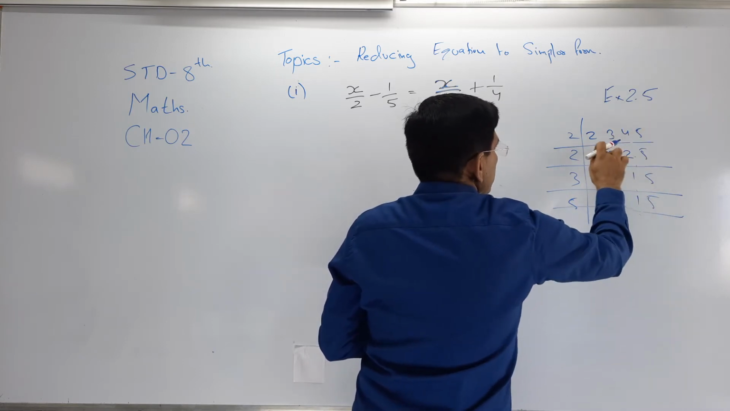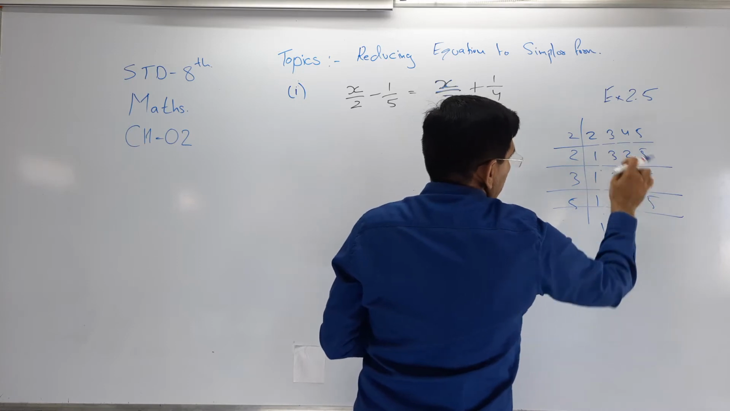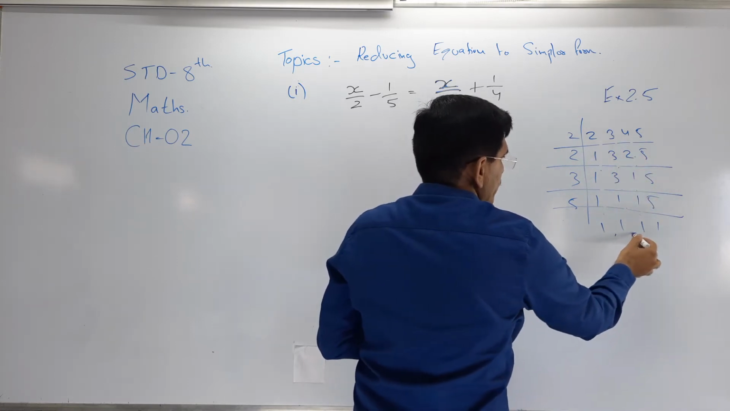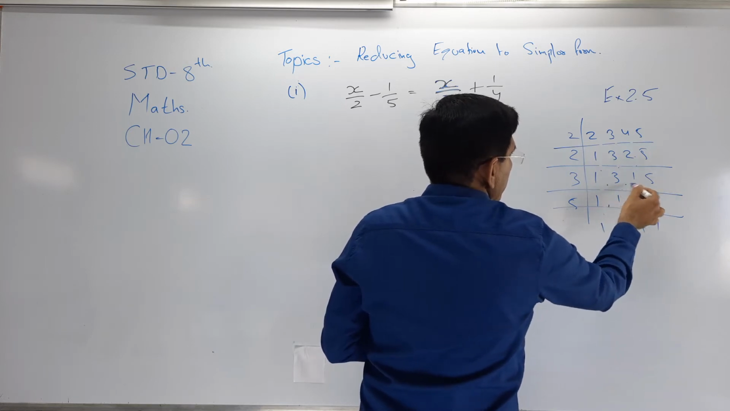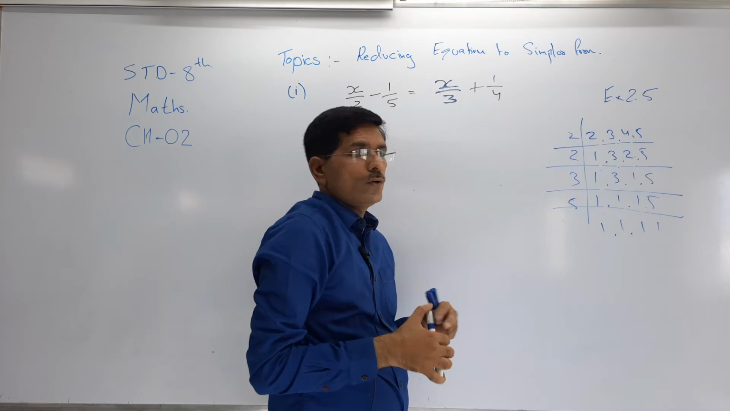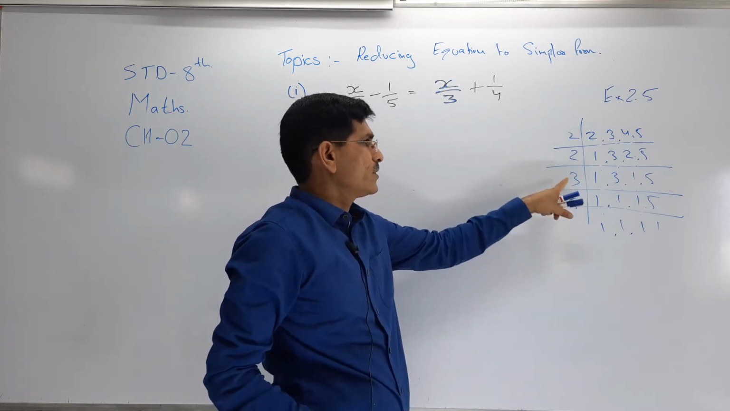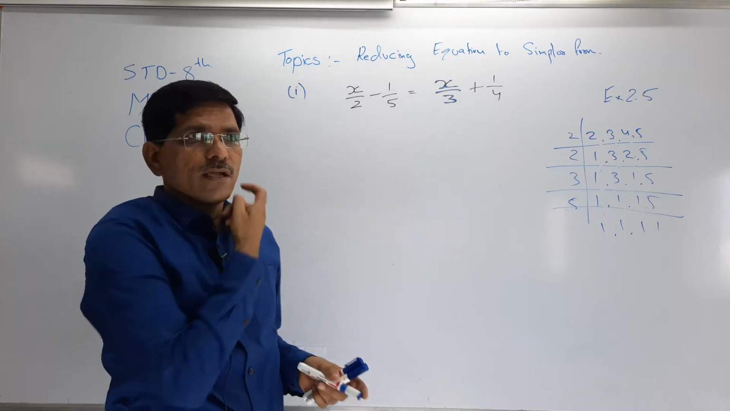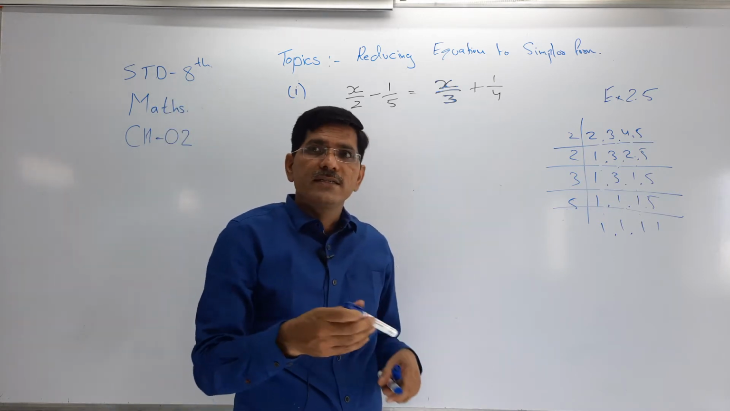Here the commas are not necessary to write. When terms are there, we use it like that, so 1, 1, 1, 1. So 2 into 2 is 4, 4 threes are 12, 12 fives are 60. So your LCM is 60.